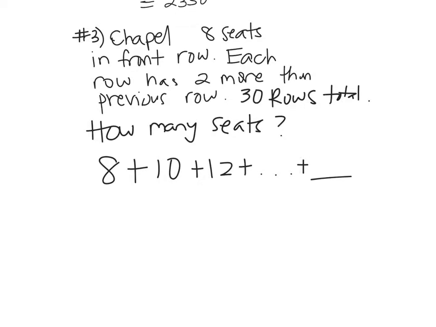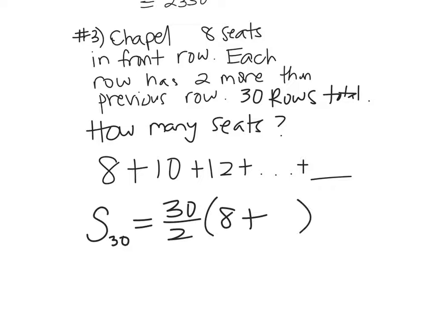So let's go ahead and write our sum formula. This is arithmetic because it's adding 2 each time. So I would go 30 rows divided by 2. First row has 8, last row has, I don't know. We can figure that out though. If I want the 30th term of an arithmetic sequence, I go up to its explicit formula and plug 30 in, right?